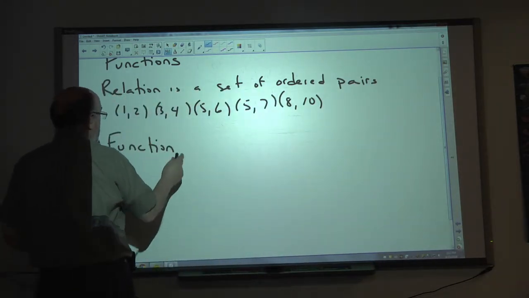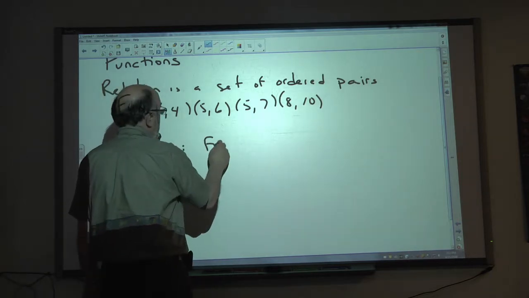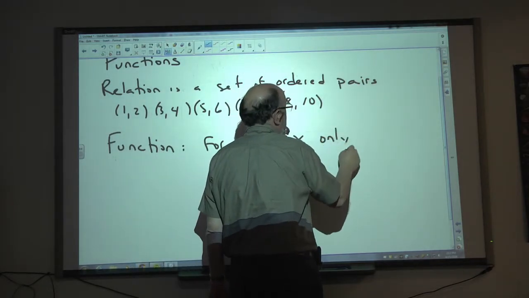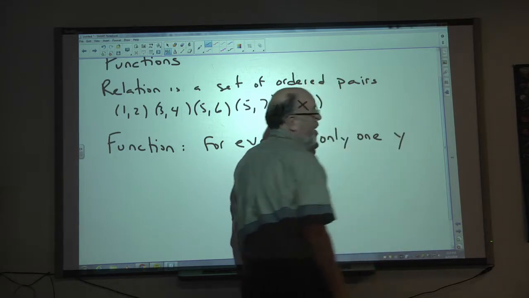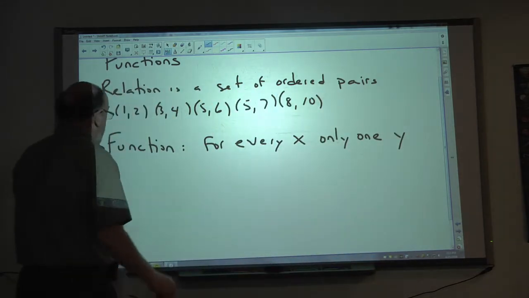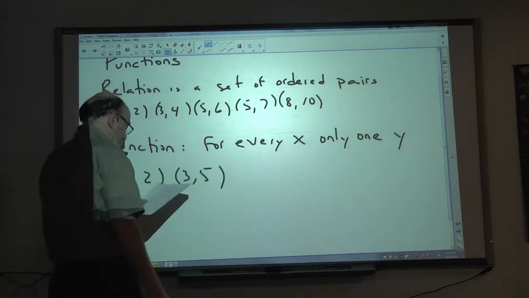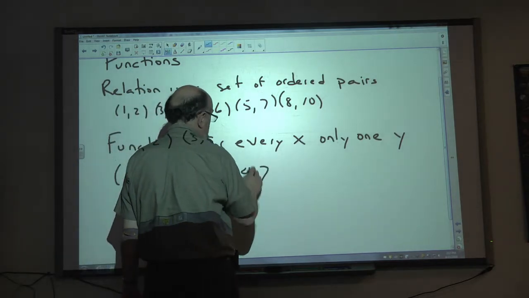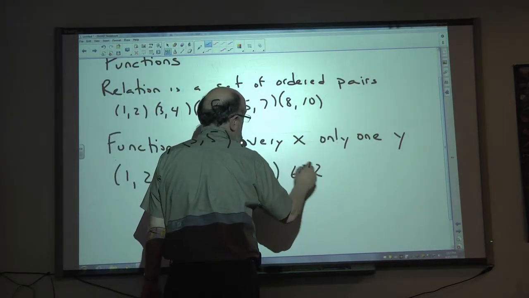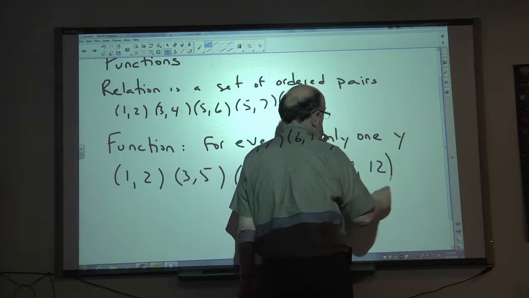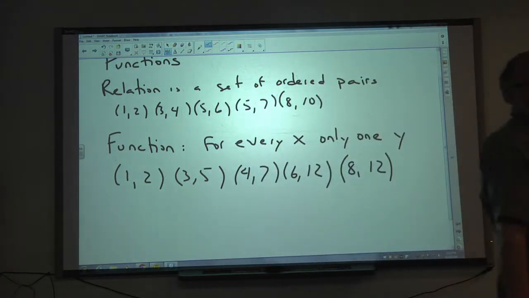For a function, you have for every x only one y. So you have, in turn, 1, 2, 5, 7, 12, so that would be a function. For every x, there is only one y value. Every x goes on.